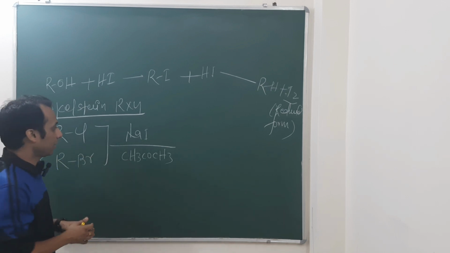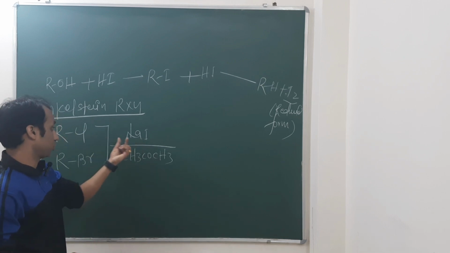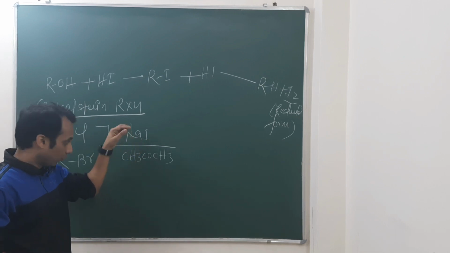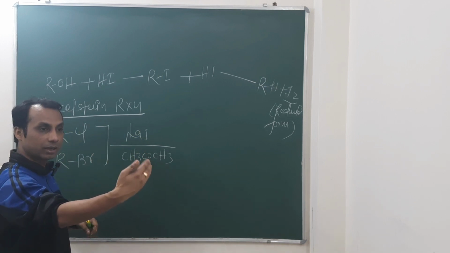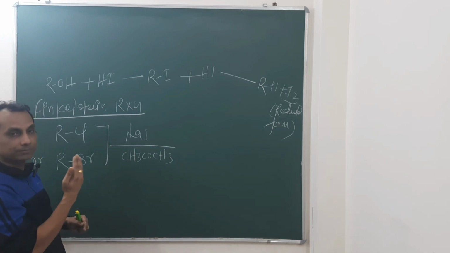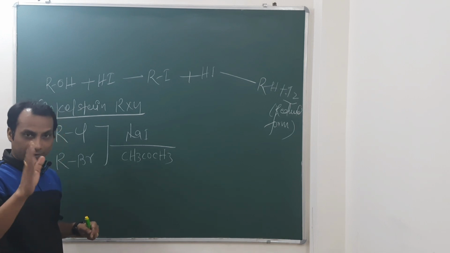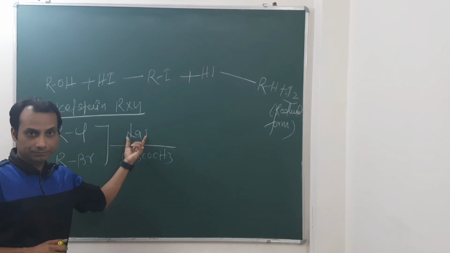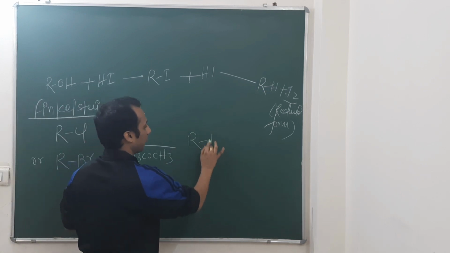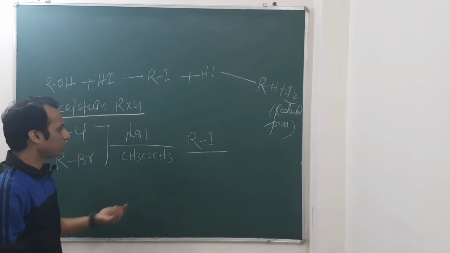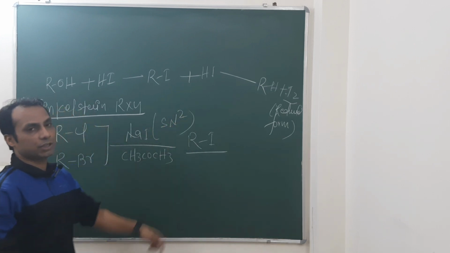Again I repeat: if instead of sodium iodide you take sodium chloride or sodium bromide, it will not dissolve in acetone, and it will form precipitates, and the reaction will be reversible. Correct? So to stop the reaction from being reversible, we take sodium iodide. Then alkyl iodide is formed. And as you know, the whole step is SN2, so of course inversion will happen.